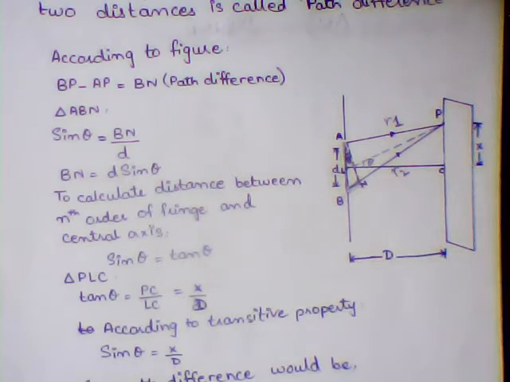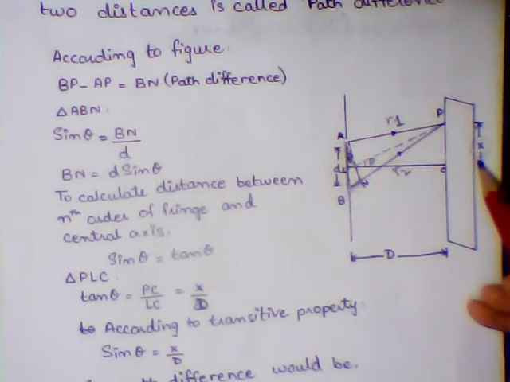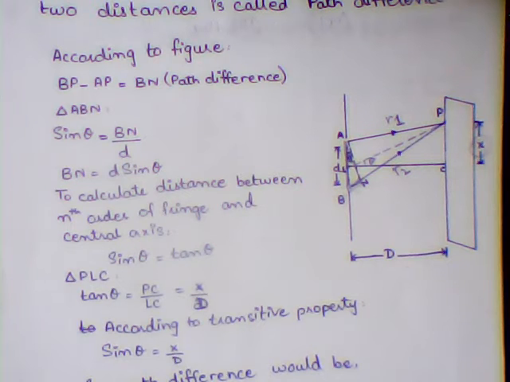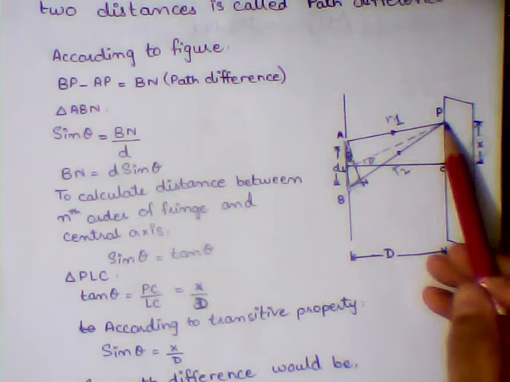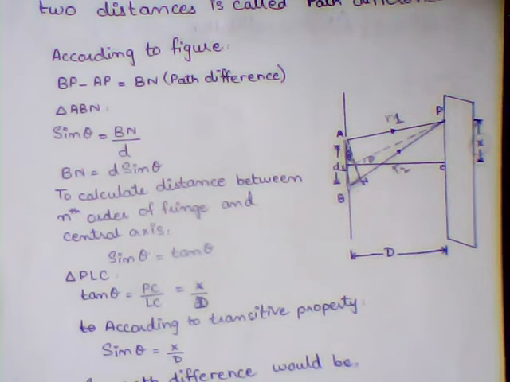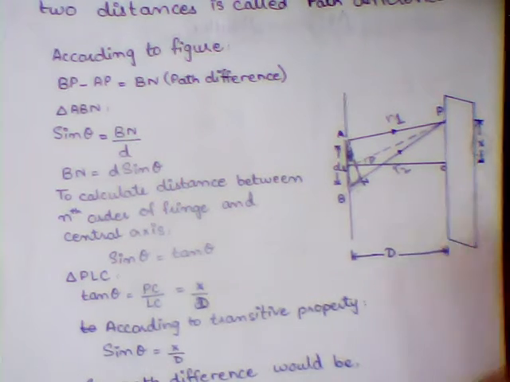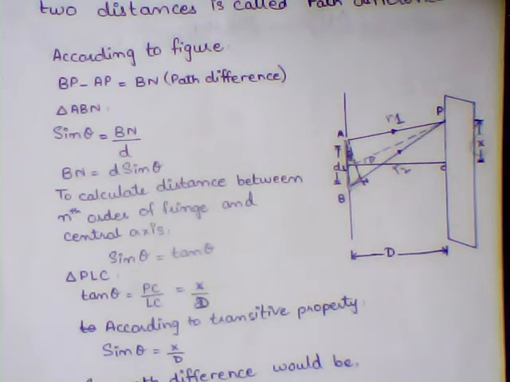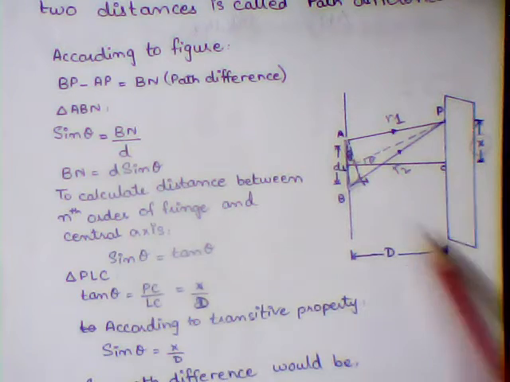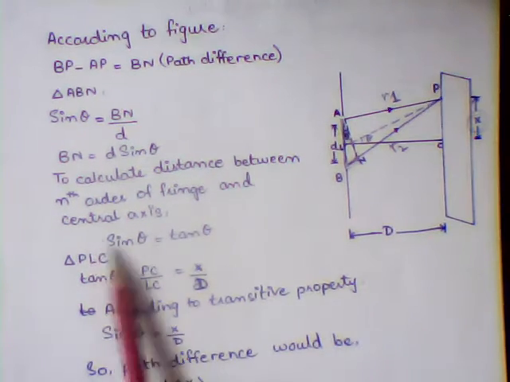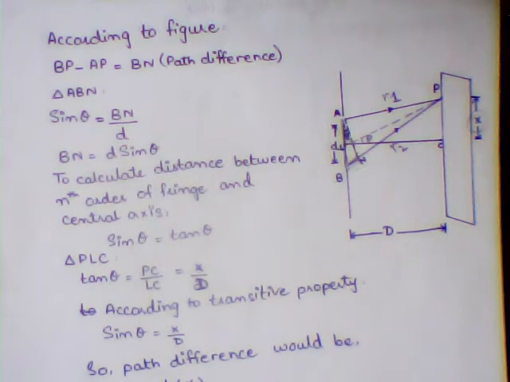Now we need to calculate this x. This x is basically the distance of the nth order fringe from the central axis. At point P we assume that there is constructive interference, and at point P we have a bright fringe. Using the trigonometric identity, we know that when theta is very small, sine theta is equal to tan theta.